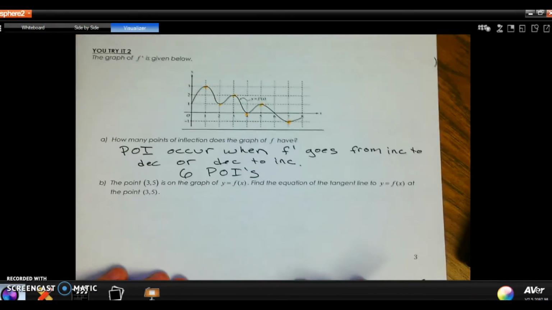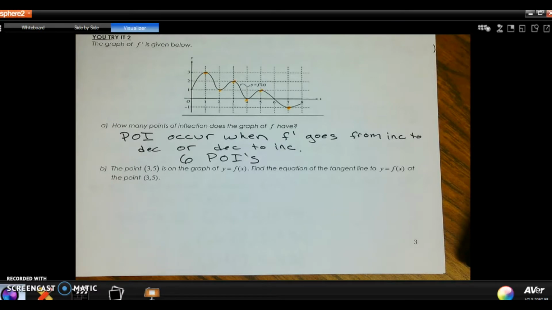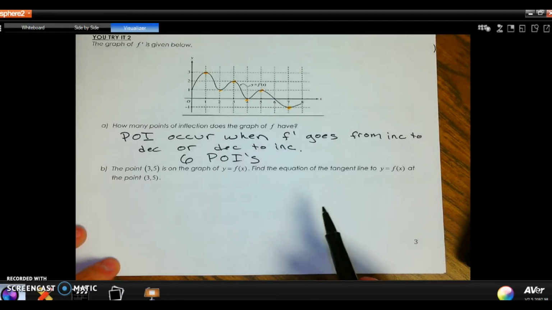All right, and the last part there. The point (3, 5) is on the graph of y equals f of x. Find the equation of the tangent line to y equals f of x at that point. So what's another way to interpret this? Well, what is the derivative at 3?